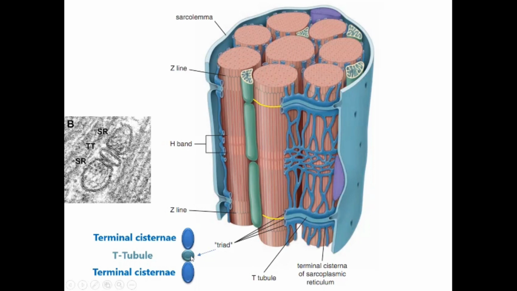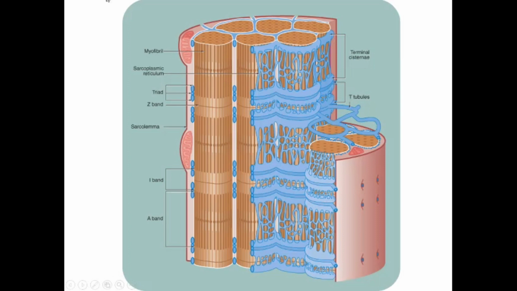Actually, one transverse tubule and two terminal cisterns produce a triad within the skeletal muscle. Here again you can see transverse tubules encircling the muscle fibers, with a terminal cistern on each side of the transverse tubule, forming a triad. Usually in the TEM we can see a structure like this, a repetition of these structures, or triads.